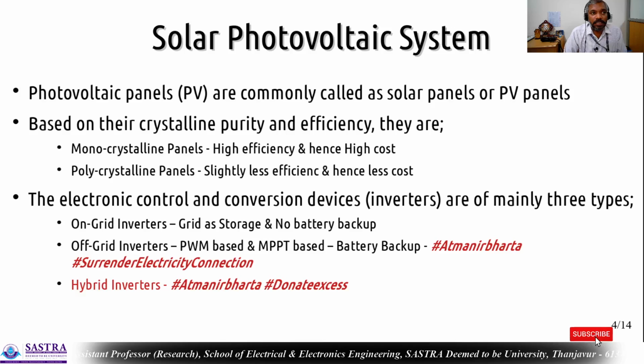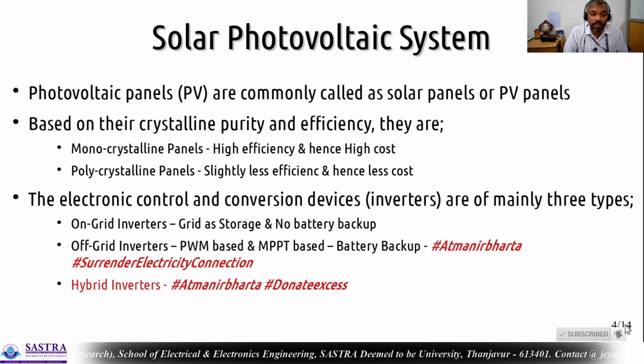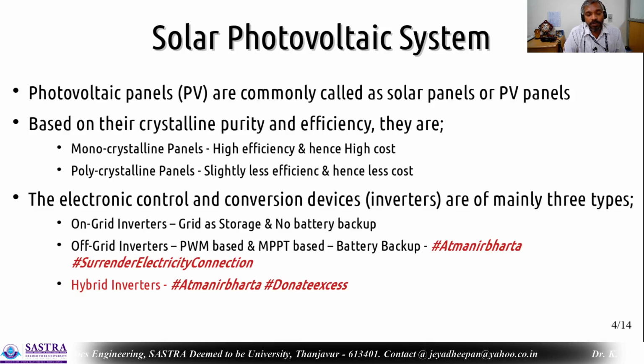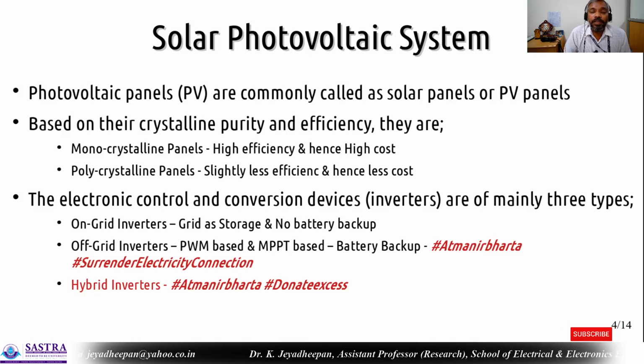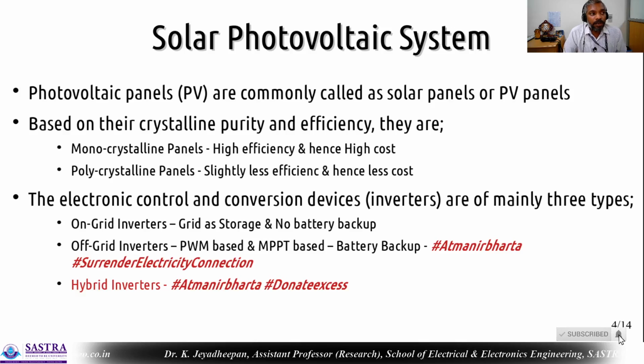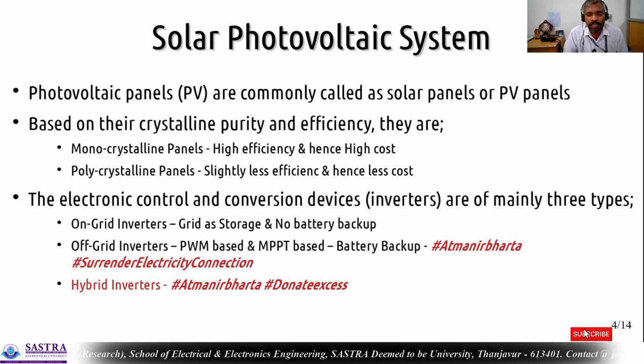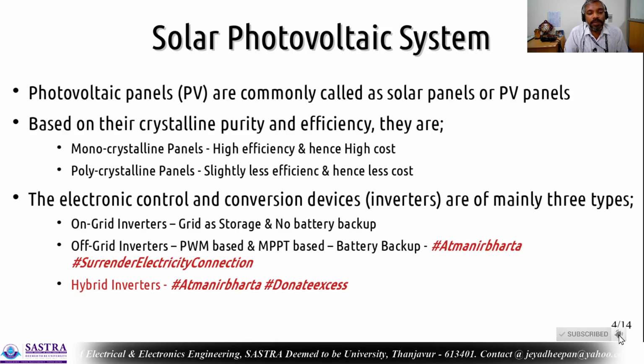These three are the inverters I have given here, meaning DC voltages are going to be converted into AC voltages, right? So on-grid inverter means the grid, your electricity board, which is giving electricity to your house. That particular grid itself is going to act as the storage. And for the on-grid inverters, we don't need to have a battery backup, right?